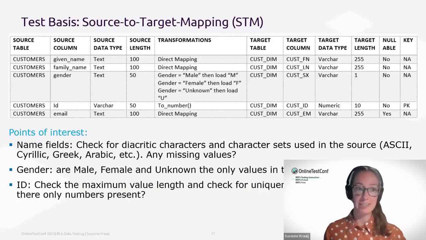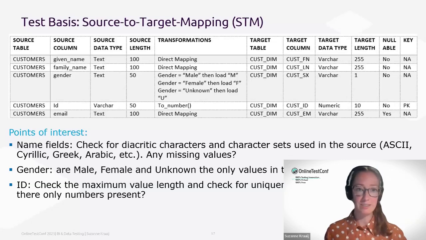Next one, interesting, ID field. You can see that the target length is shorter than the source length. We're also going to cast it to number, and it's going to be a primary key. So of course you're going to check for the maximum value length, uniqueness, and missing values. If you want to cast a string to a number, it can only have numbers.